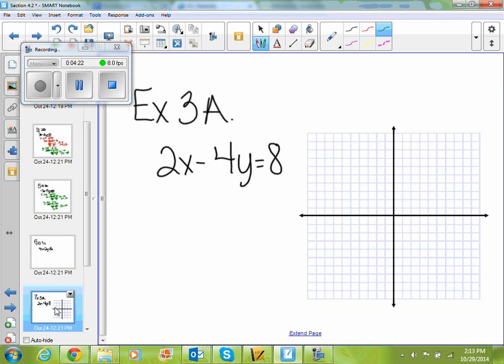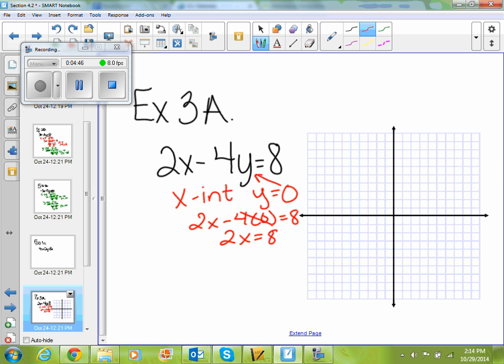Alright, 2x minus 4y equals 8. Because we said we were going to graph using our intercepts, we have to actually look at how to graph. My x-intercept is when y equals 0. If I plug that in, I get 2x minus 4 times 0 equals 8. So 2x equals 8, and x equals 4. Then I go on my x-axis, go over to positive 4, and put a dot.